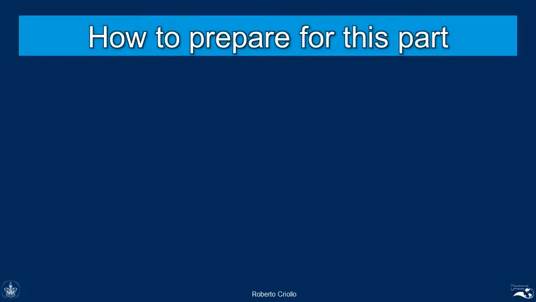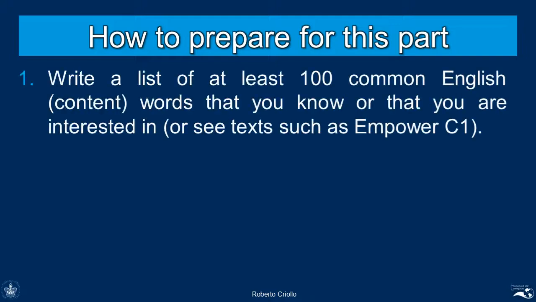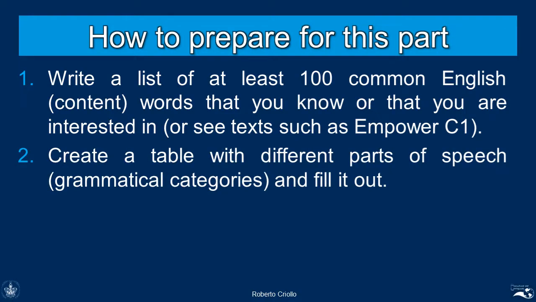Now, how do we prepare for part 3 of the use of English section? My suggestion is that you write a list of at least 100 common words in English. They could be words that you know, that you're interested in, or that you find in different sources such as textbooks, and I suggest Empower C1. Now they have to be content words. Okay, content words, if you remember, I mean nouns, verbs, adjectives, and then you're going to create a table where you transform this base word into different parts of speech, right?